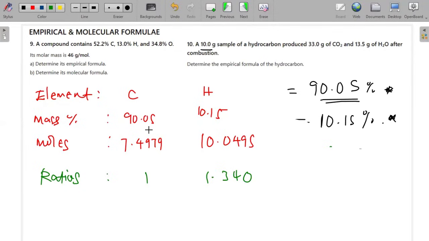Now look at the ratios that we've actually found here. The ratios are 1 and 1.3. This one we can't just round off to become 1. Why? Because the 0.3 there is between x.2 and x.8, so we can't round it off. Instead, we look for a number such that when we multiply throughout, it gives me a whole number or a number that I can round off.